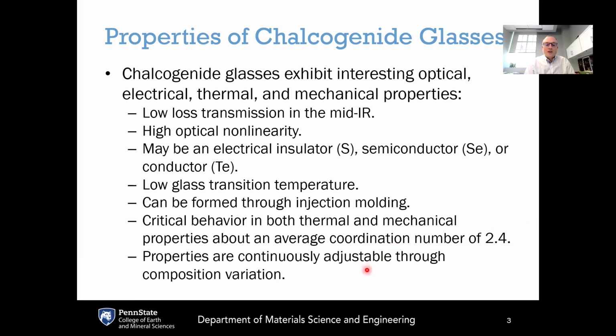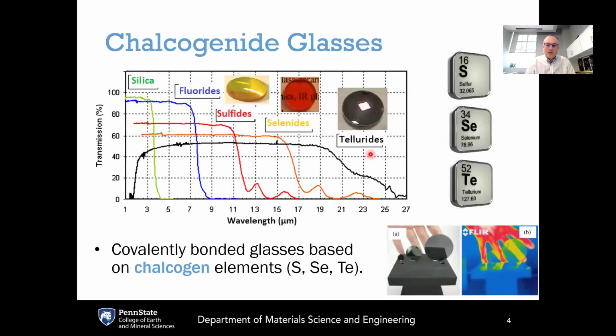And one of the interesting things is that you can continuously vary the properties of chalcogenide glasses by adjusting the composition. That doesn't require a certain ratio of chalcogen elements. You can continuously vary them because the bonding is mostly covalent in these systems instead of the mixed ionic covalent bonding that you'd get in oxide glasses.